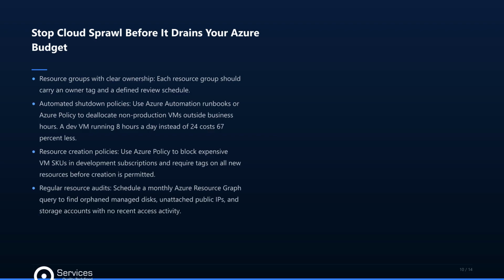One commonly missed cost item: managed disks attached to deleted VMs. When you delete a VM in Azure, its managed disk persists by default and continues accruing storage charges indefinitely. A simple Azure Resource Graph query finds all unattached disks in your subscription in under a minute. Deleting them costs nothing and saves real money.